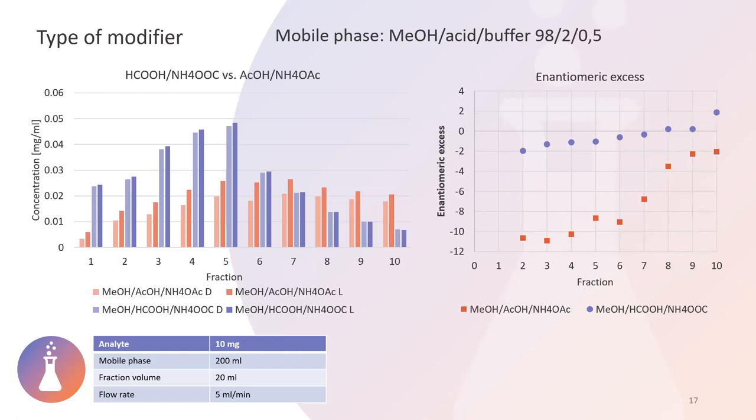Next, we added some other modifier, and that is buffer. Buffer is used in these polar ionic modes to promote the ionization of the analyte and the selector, and also to promote the elution. And we compared acetic acid here with the respective ammonium acetate salt, and formic acid with ammonium formate. As you can see, with the acetic acid, we obtained pretty much the same selectivity as before, or even better. But what is important is that this one doesn't really work that well with the ammonium formate and formic acid. The acid is probably way too strong, or the modifier is way too strong for proper elution.